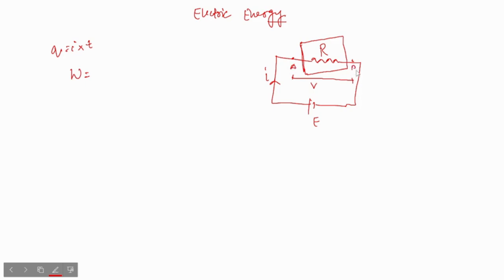If this is point A, this is point B, their potential difference is V and the charge is Q, the work done will be Q into V. Okay. And if R is the resistance of your electrical device, you know that V will be I into R. So from here you can write W is equal to Q into V is equal to V into I into t, since Q is equal to I into t. And you can also put the value of V here, it will be I square R t, or V square t by R.